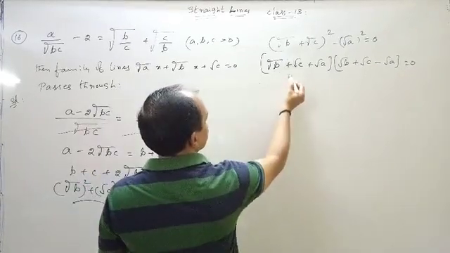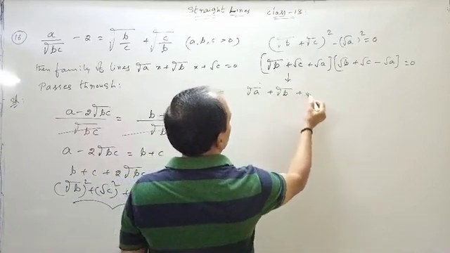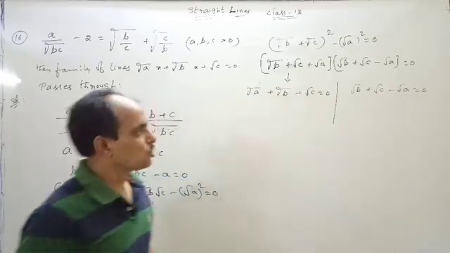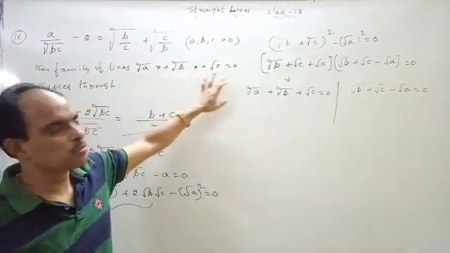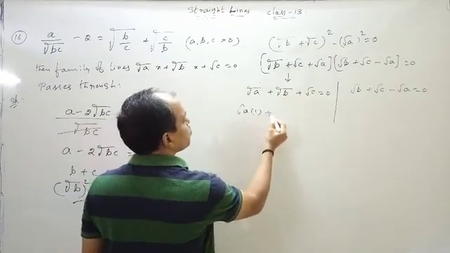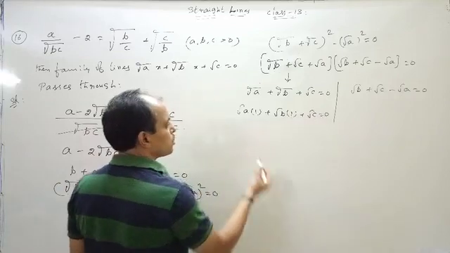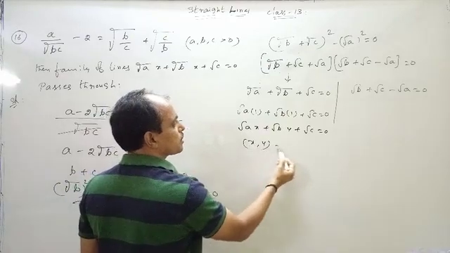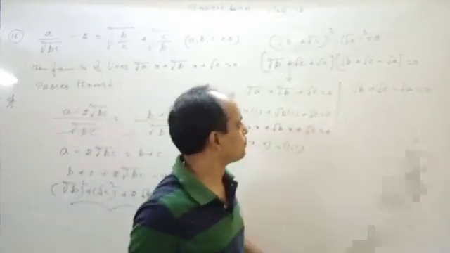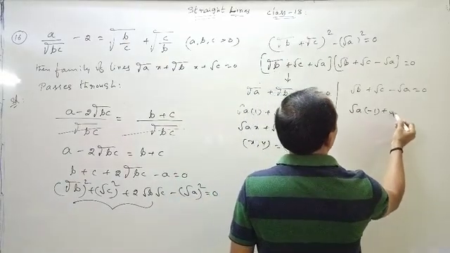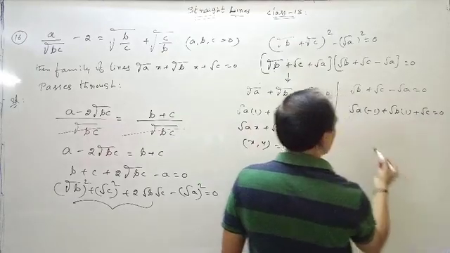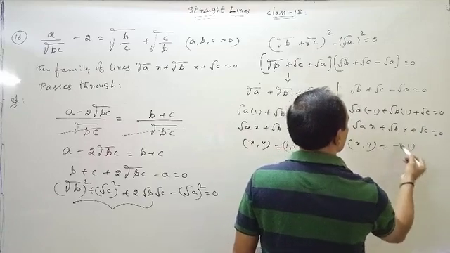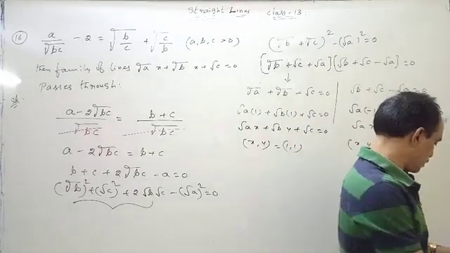Now I am writing this as root a plus root b plus root c is equal to 0. And what about this one? Root b plus root c minus root a is equal to 0. So we have to convert this equation into the form root a plus root b plus root c. Here root c, nothing. So you can write root a into 1 and root b into 1 plus root c is equal to 0. This is like root a x plus root b y plus root c is equal to 0. What you observe here? x comma y is equal to 1 comma 1. And you can also write this as root a into minus 1 plus root b into 1 plus root c is equal to 0. This is also like root a x plus root b y plus root c is equal to 0. Here x comma y is equal to minus 1 comma 1. So that is the solution for the question.